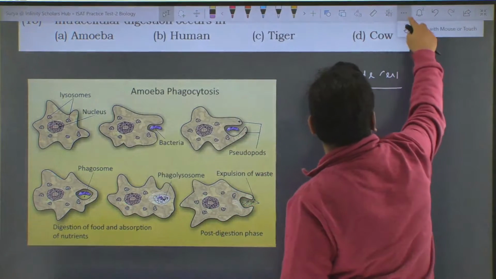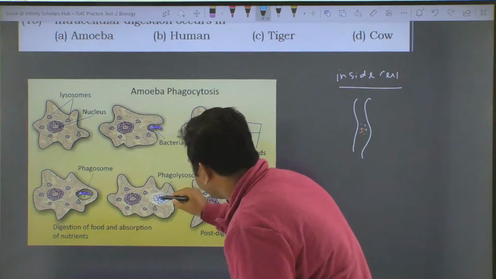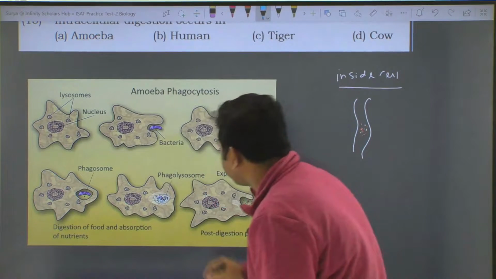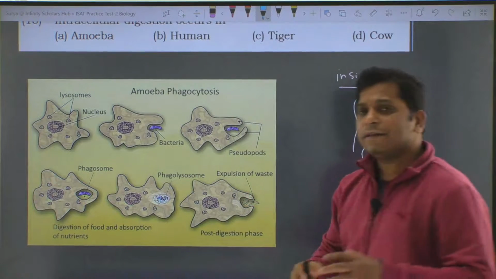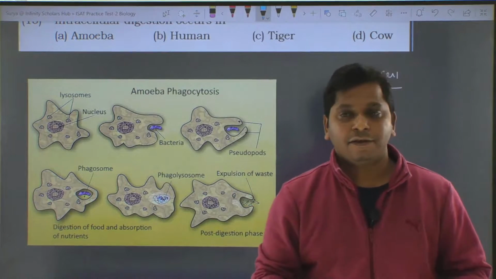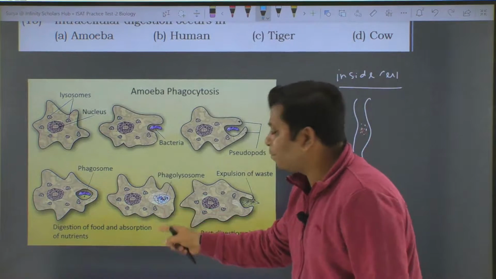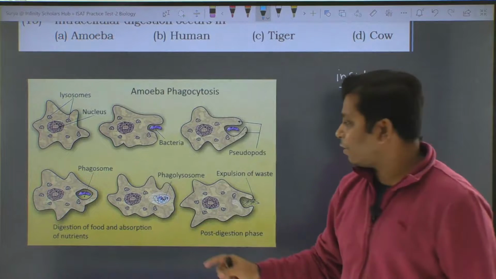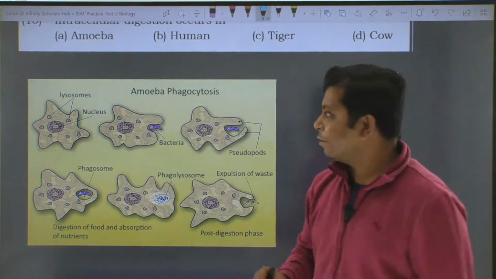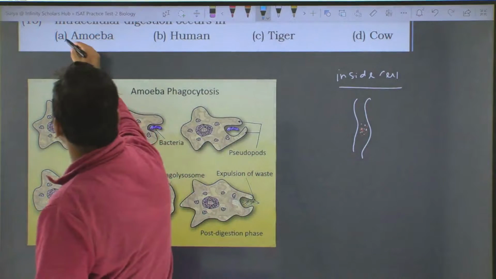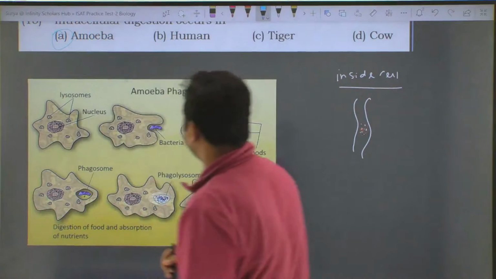The food vacuole will now fuse with the lysosomes, okay. So food vacuoles will fuse with the lysosomes and that will form a structure called a phagolysosome, and then the food material is getting digested. And where is the digestion taking place? The digestion is taking place inside the cell. So that is why it is going to be called intracellular digestion. Therefore the correct answer for this question is going to be amoeba, okay, the option A.